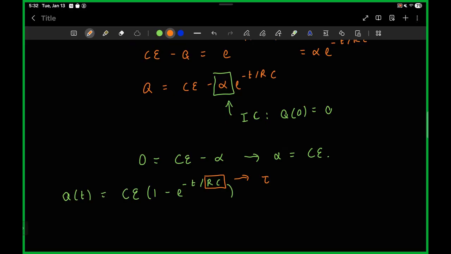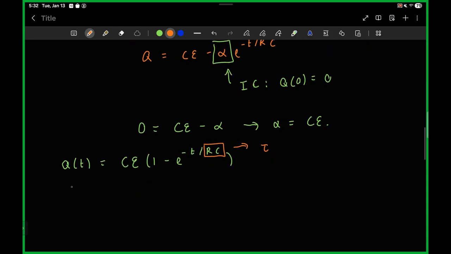One last point. At this point, we can also determine the current in our circuit simply by taking I is equal to dQ/dt, which gives us I of t is equal to, we get a negative in our derivative, which cancels this negative. We have C epsilon over RC e to the minus t over RC, which becomes epsilon over R e to the minus t over RC. Indeed, at t equals 0, this just becomes epsilon over R, and as t goes to infinity, this decays down to 0.